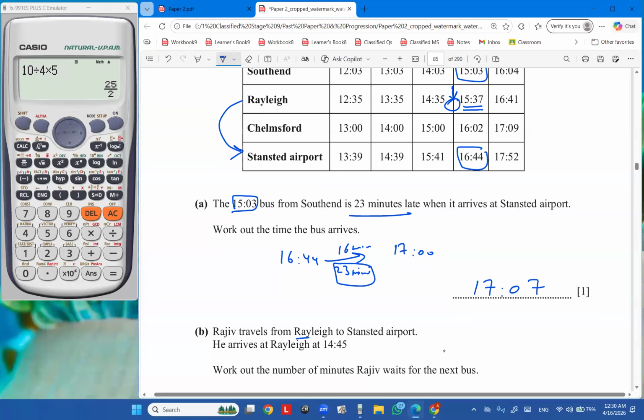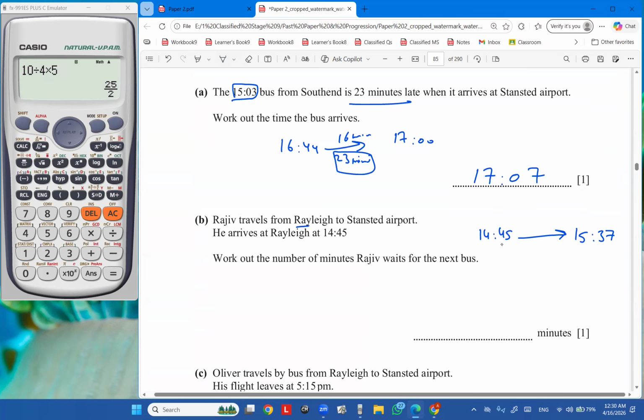So he arrives at 14:45. We need to see from 14:45 until 15:37. How long is Rajiv going to take? So we need to calculate now the duration from this time until 15:37. You're going to find exactly that you have 1 whole hour, right? But actually, it is not just 1 full hour. You need to go backwards exactly 8 minutes, which is going to give you 52 minutes.